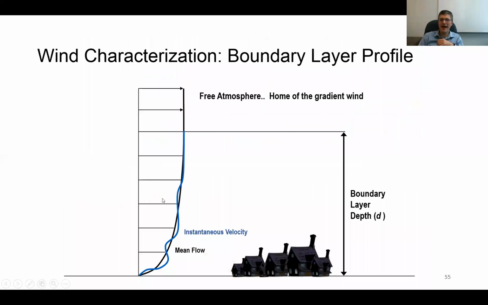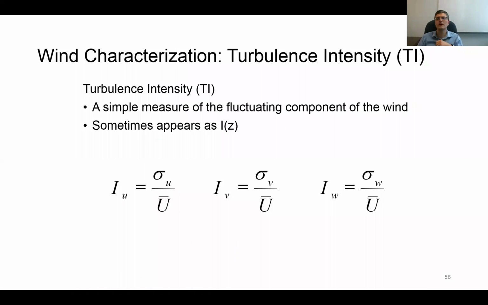So if we now go back and refresh ourselves, we've got this snapshot of the mean wind speed and the fluctuating turbulence sitting on top of it. Let's talk more about the fluctuating component. The way to characterize turbulence is what we call the turbulence intensity. It's a very simple thing. Here's a little secret for you. Turbulence intensity is just coefficient of variation. It's just the standard deviation of the measured wind speed divided by the mean wind speed.